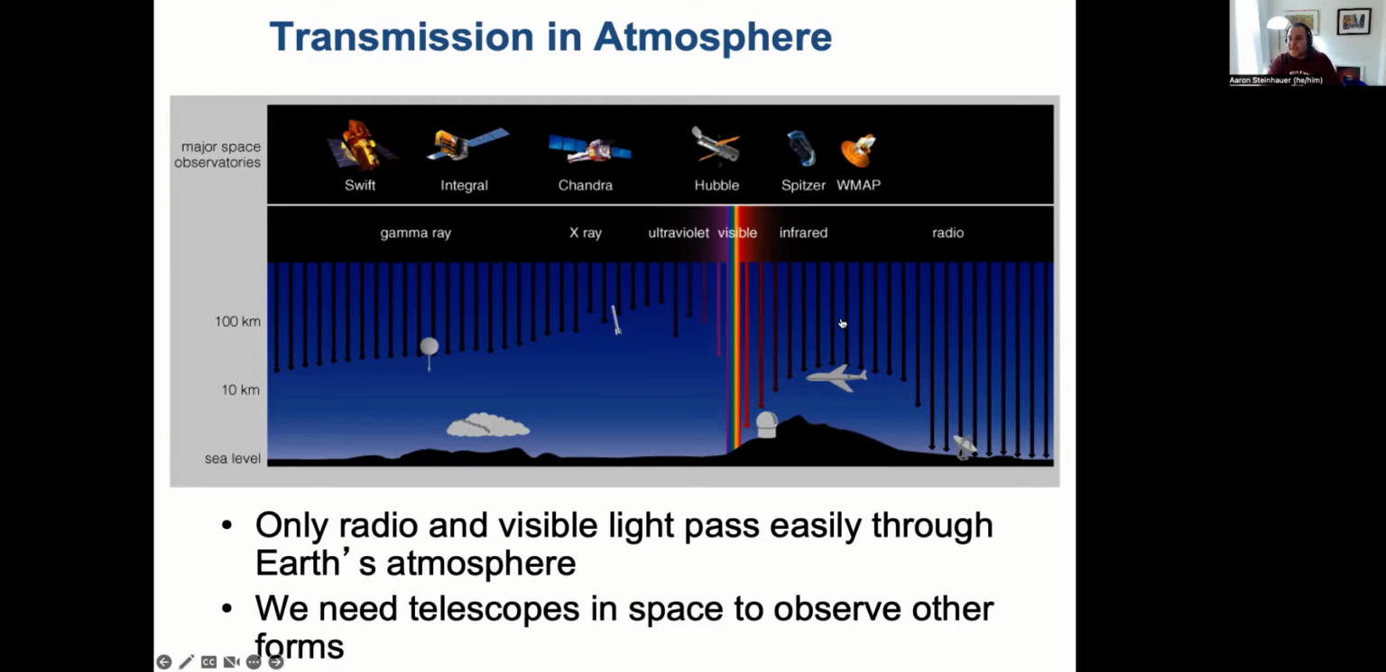So that's the real reason to put telescopes in space. It gets above the blurring effects of the atmosphere, but you can correct that in other ways. The real thing is we have no way of seeing any of these photons from the ground. If we want to observe the universe in these other wavelengths, and we do, then we need to put those telescopes in space.